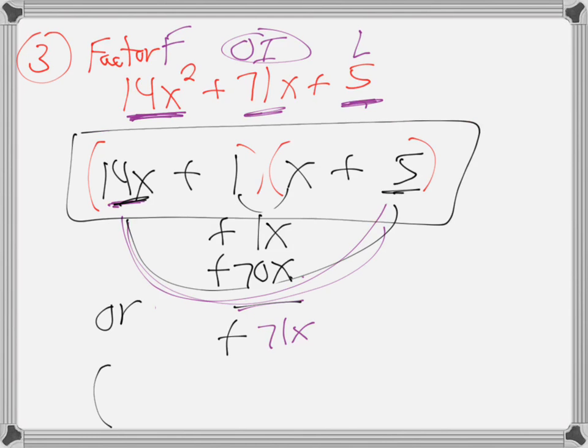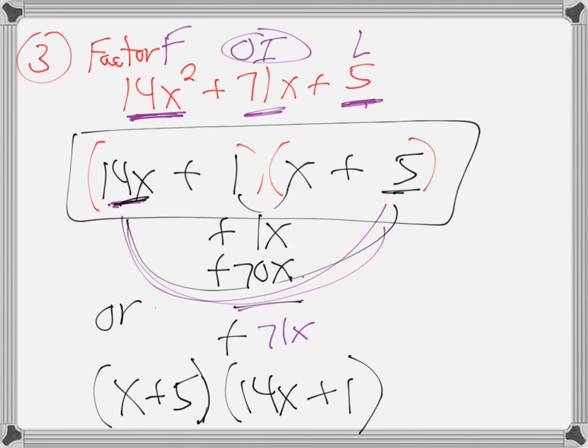Or if you had it the other way, if you had x plus 5 coming first, and then, whoops, I'm getting kind of scribbly here. If you had x plus 5 coming first, and then 14x plus 1, that's fine also. It doesn't matter. You can always swap the whole parentheses. Is that good? Is that making sense? Questions I can answer? Getting the hang of FOIL?